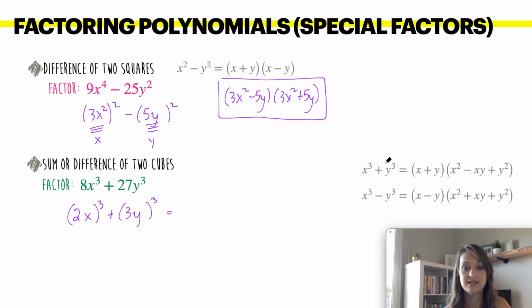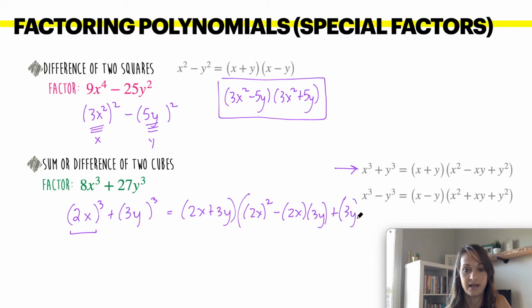This is a plus, so we're going to use the top formula. So first I'll get x plus y, which means I will take 2x plus 3y to be my first factors. And then I will take my x value, which is the first parentheses, and I'm going to square it. So basically, if I write it out, it would be 2x squared minus 2x times 3y plus 3y squared.